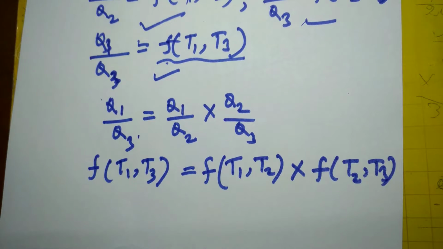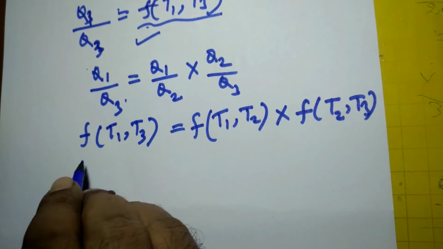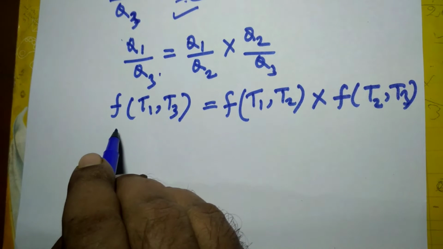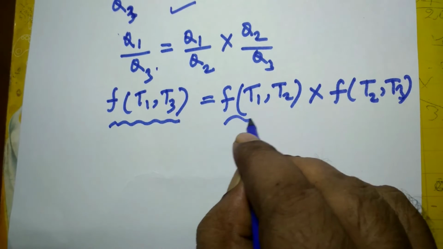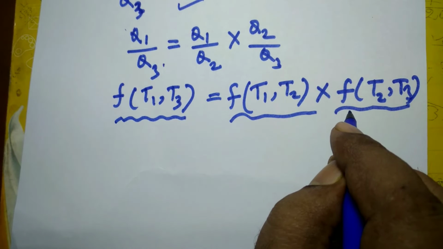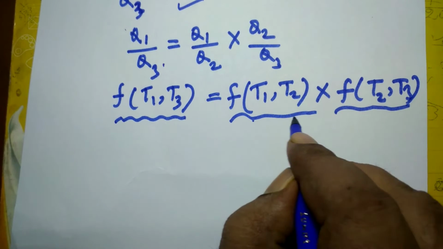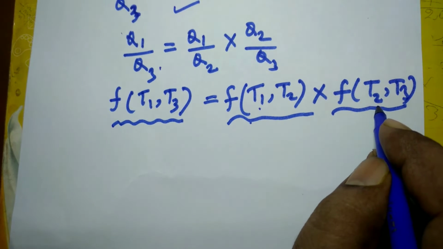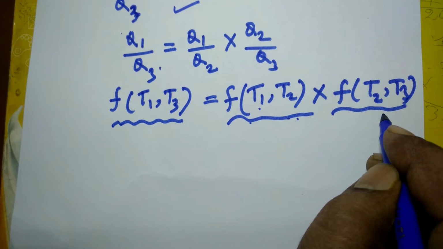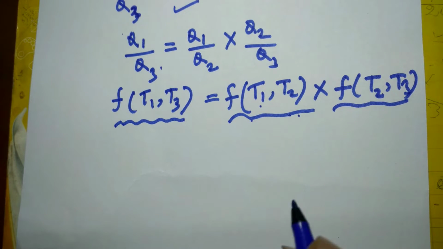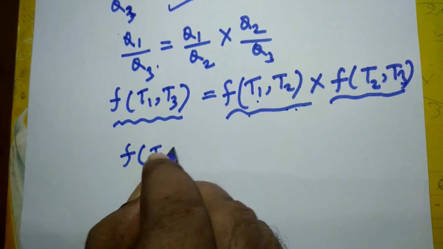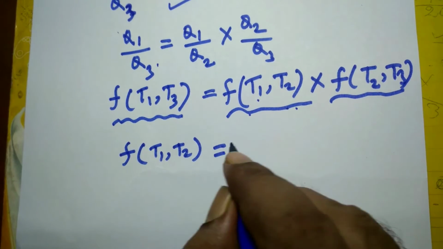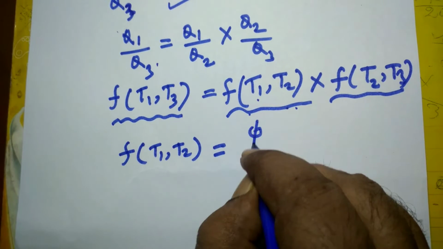F are functions. So you see, from this relation, the left hand side is a function of T1 and T3 only. No T2 is there. But on the right hand side, T2 is there. So the right hand side should also be a function of T1 and T3 only, and there should not be any T2 on the right hand side. So how can this be possible? This is only possible if F T1 T2 is represented by another functional form like this.